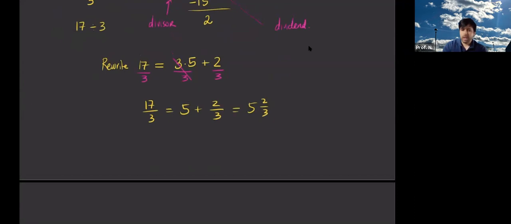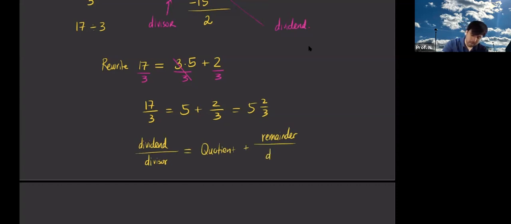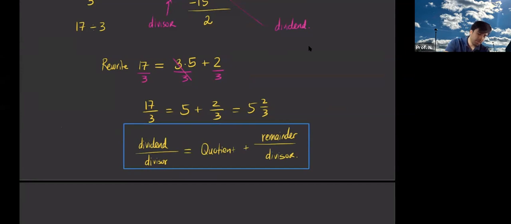So then you're like, okay, I get that. That makes sense. But what am I really trying to get at? What I'm trying to get at is, what is 17 again? 17 is considered the what? The dividend. What does the 3 represent? Divisor. What does the 5 represent? The quotient. What does the 2 represent? The remainder. And what does the 3 represent? The divisor. This, you can consider this as something called the division algorithm.